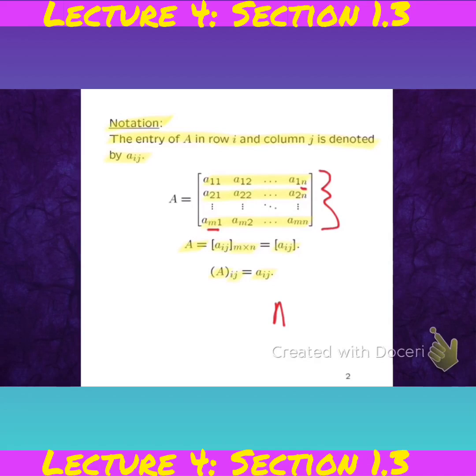As an example, in this case, for the matrix A, the entry in the first row and the first column will be this entry here.